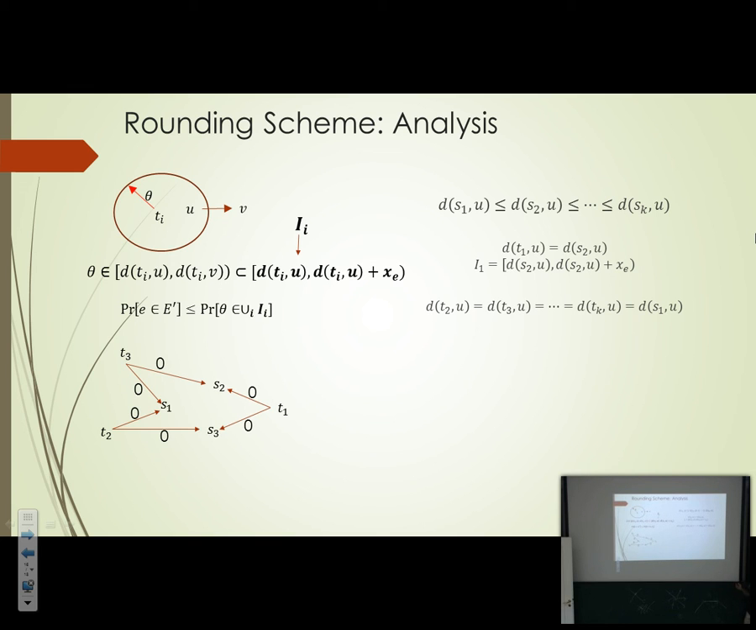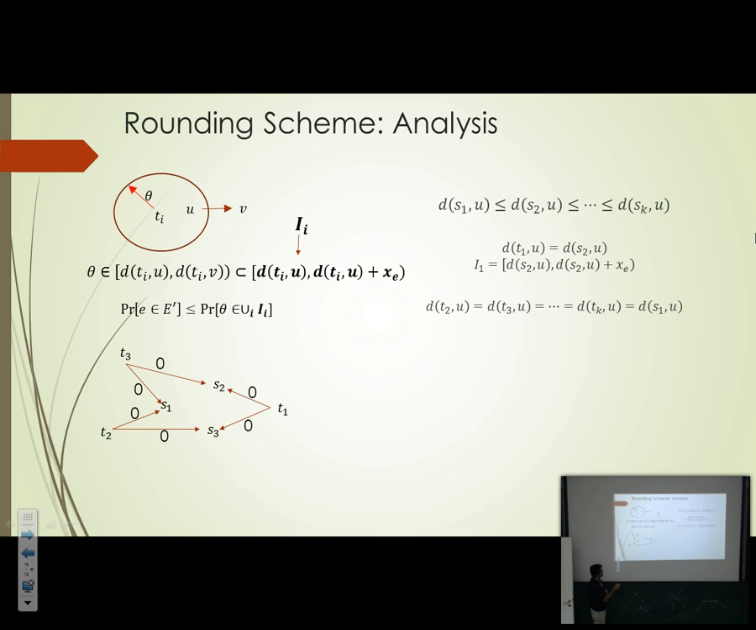Now the critical thing is that all the other distances are equal. For example, consider T2. Any path from T2 to U has to go through either S1 or S3. Since S1 is closer to U, the distance from T2 to U is equal to the distance from S1 to U. Similarly, the path from T3 to U has to go through either S1 or S2, so the distance from T3 to U is also equal to the distance from S1 to U.